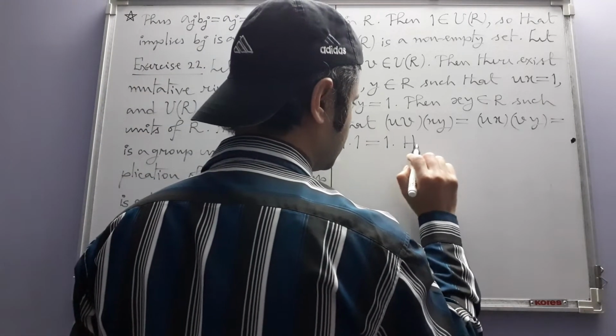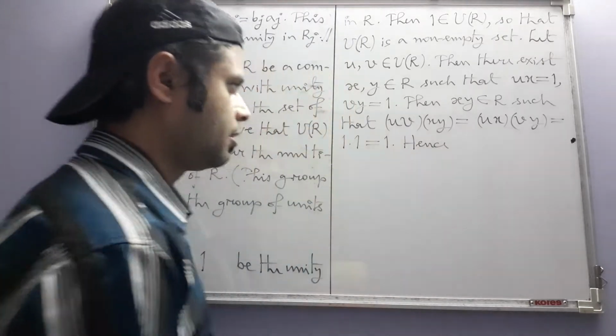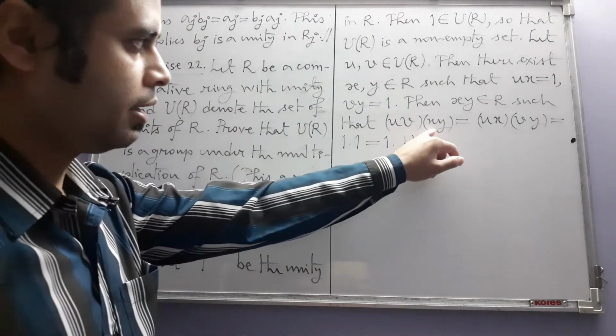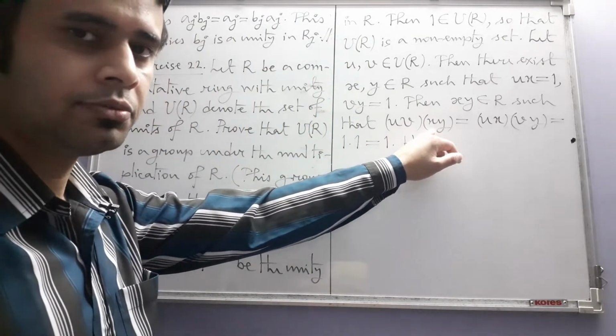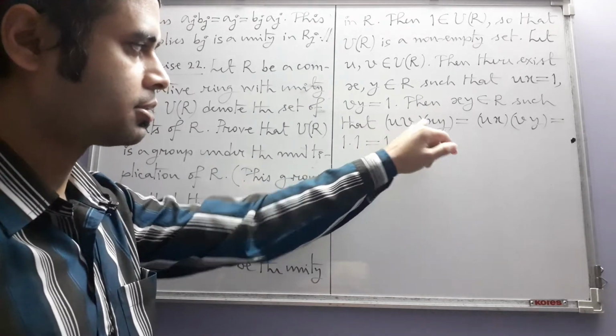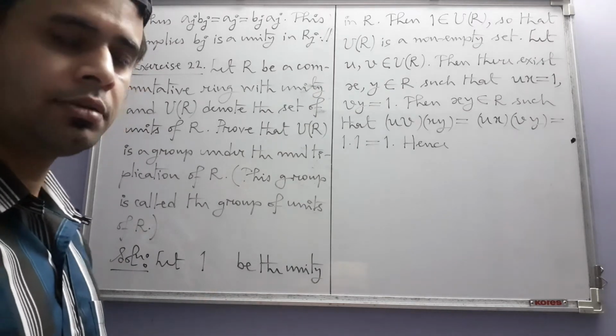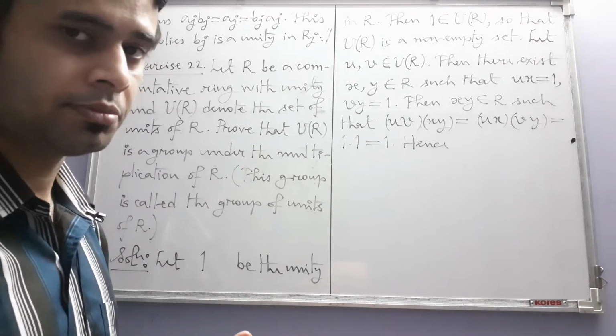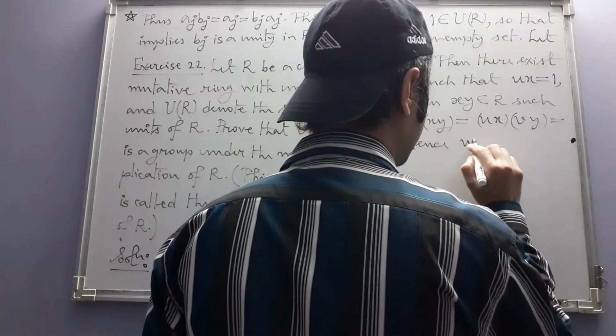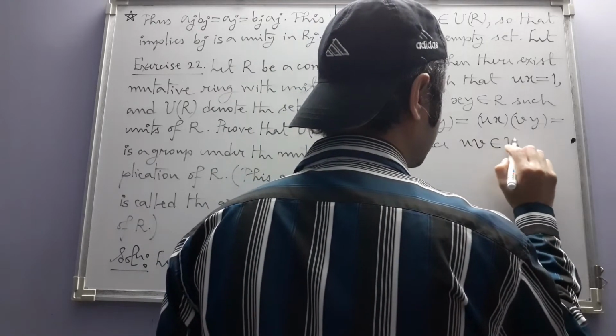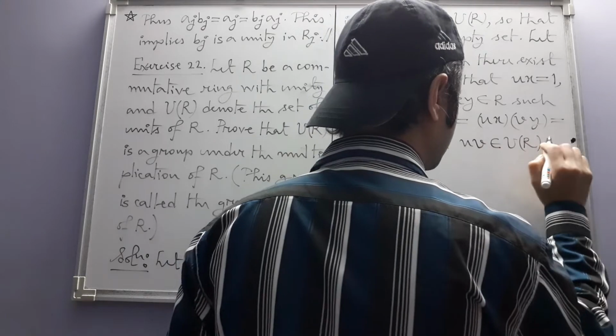Hence, so what does this tell us? This tells us that xy is a multiplicative inverse of uv because their product is 1. So that means uv is also an element in the ring which has a multiplicative inverse. Hence, uv belongs to UR.